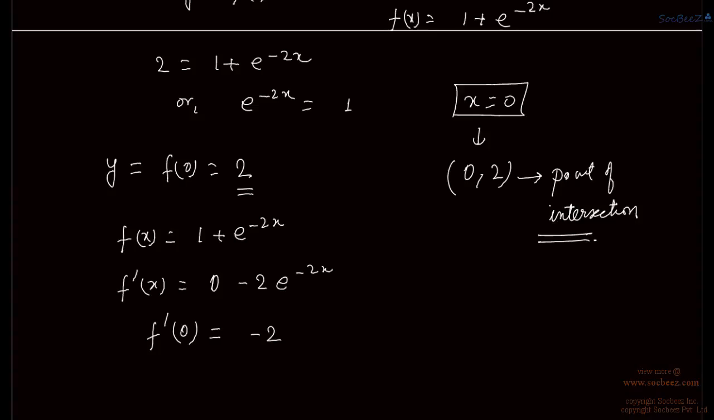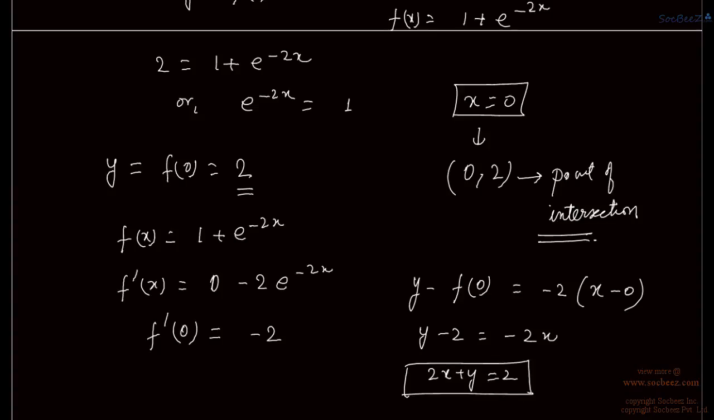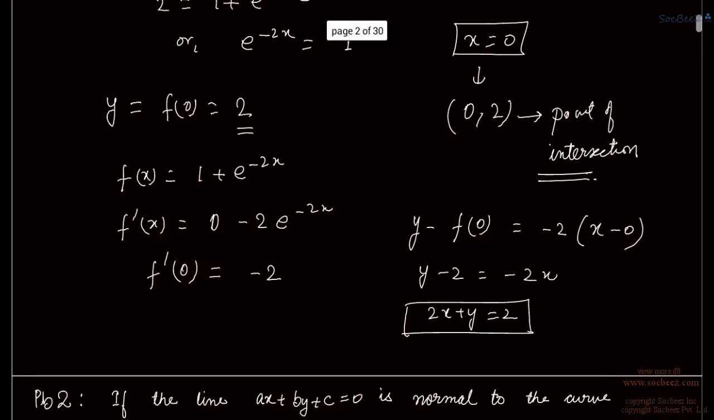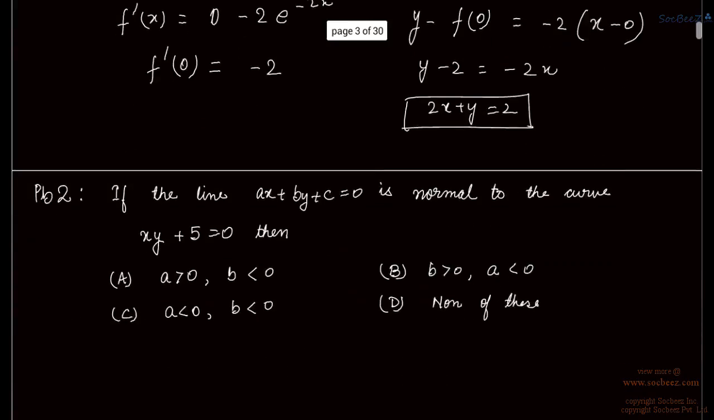So we have the equation of tangent as y - y1, which is f(0), equal to (x - x1) times f'(x), where f'(0) = -2 and x1 = 0. So we have y - 2 = -2x, or we can write 2x + y = 2 as the equation of tangent. So from here we are getting option B as the correct one. Okay, let us move to another question.